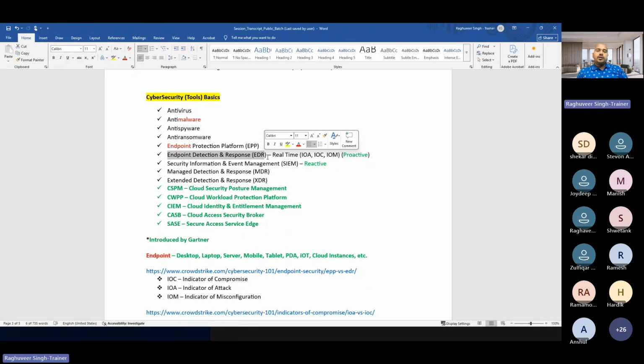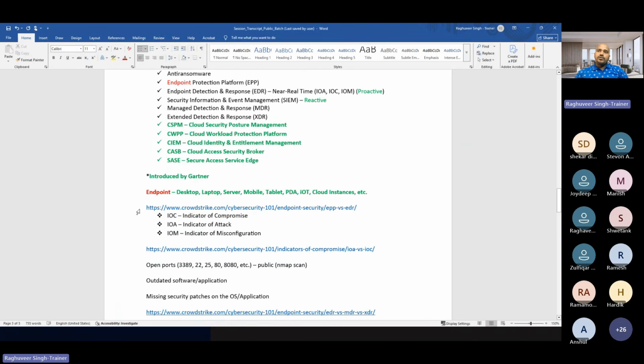So this solution can provide your endpoints protection in near real time, not in real time. There is nothing in real time in this world. Real time means as it happens. There is always a delay of a couple of seconds, probably milliseconds or seconds. That's the reason we say it's near real time, right? So nothing is real time in this world. It's near real time. So it provides near real time protection to your endpoints. And what kind of protections does it provide? It provides protection from indicators of attack, indicators of compromise, indicators of misconfiguration.